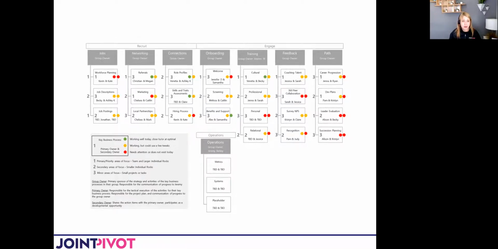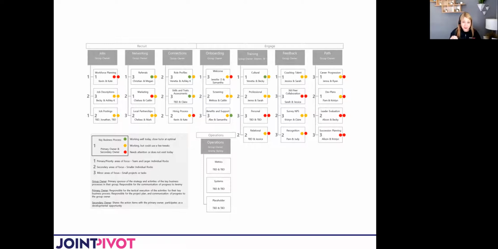So this is an example of a high level value stream map with the specific tasks underneath each one of these bigger boxes. So this happens to be for an HR organization where we mapped out in the darker gray boxes, those were our 5 to 7 key business processes. So making sure that we were recruiting people, the jobs, and we had job descriptions for them. We had a recruiting process, so networking where we were getting possible candidates from. We had connections in place where we were making sure that we had the right profiles. We had a great hiring process moving forward. Had good skills, traits assessments in place to make sure we were getting the right candidates.